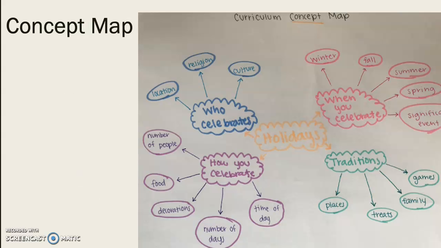And this is my concept map. In the middle, I have it focused on holidays, and then I broke it down into the categories of who celebrates them, when you celebrate, how you celebrate, and then the traditions. Under each of those, I continued to narrow them down. But I ended up focusing on how you celebrate as a whole, even though I did break it down more. Since we would be creating a book, I wanted students to be able to have as much information that they could provide as possible.